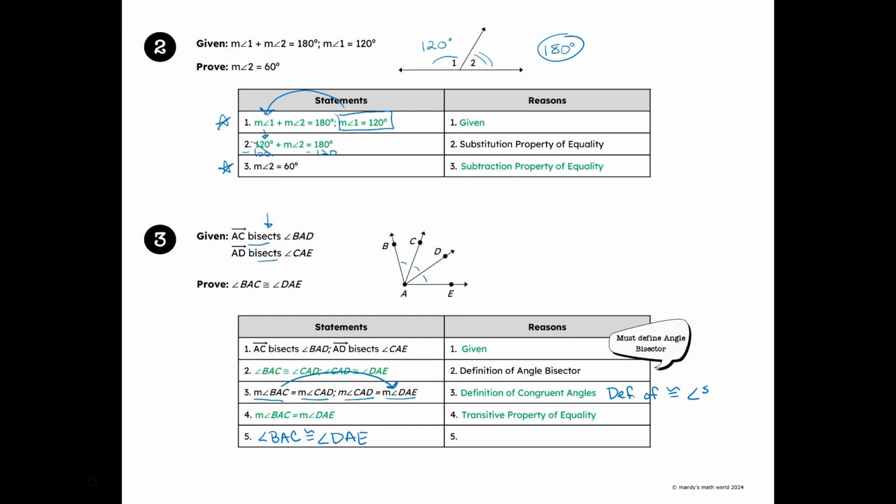And I'm actually going to erase it. Can I erase it here? I don't know where my eraser is. Okay, I'm going to erase this. And our next step is that we can prove that now if their angle measures are equal, then the angles are congruent by the definition of congruent angles.